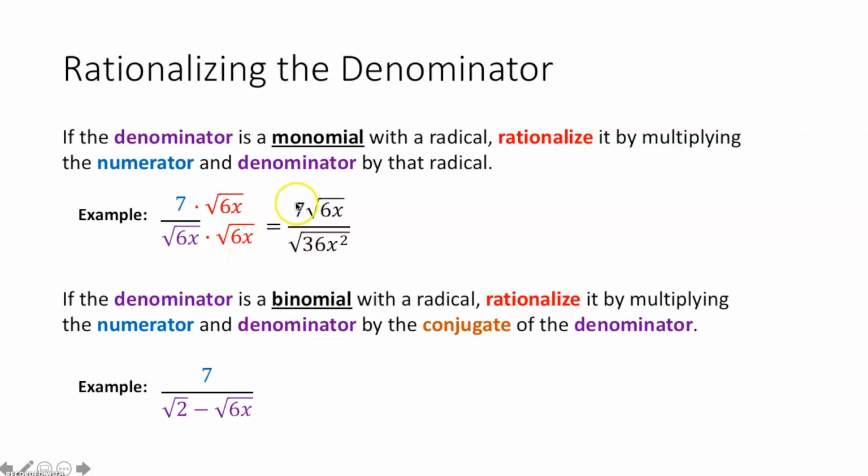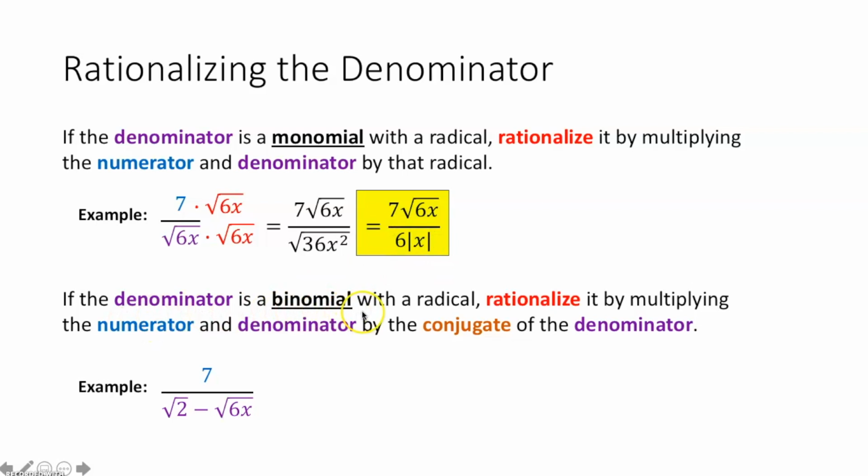Now in the numerator, I just get 7 rad 6x. In the denominator, I multiply what's under the radical together, I get rad 36x squared. Now to simplify this, I take the square root of 36 and I take the square root of x squared. So I get 6 and then the square root of x squared, absolute value of x. Remember, because I'm going from an even exponent to an odd exponent, I need the absolute value.